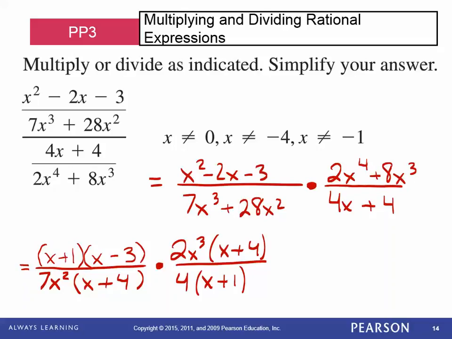Again, factoring is the more difficult thing here. I think we can always cancel stuff easily enough.